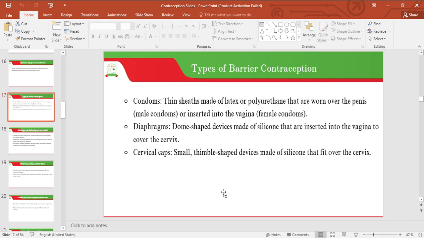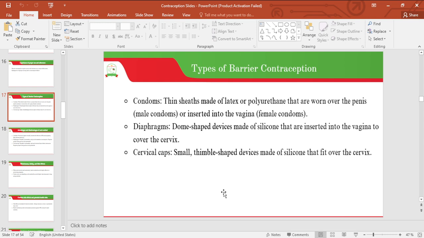Let's look at the types of barrier contraception. The first one is the condom, or condoms. Condoms are thin sheaths made of latex or polyurethane. Condoms are worn over the penis, that is male condoms, or inserted into the vagina, that is female condoms.